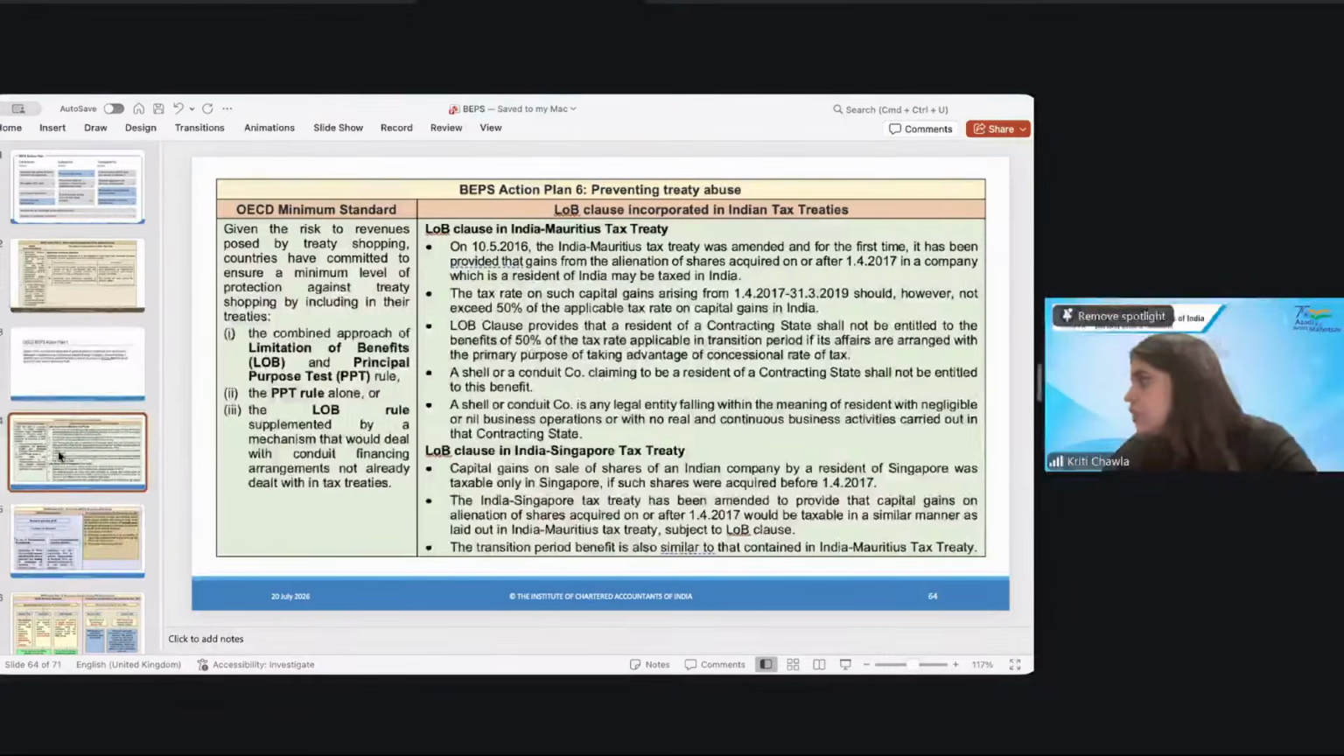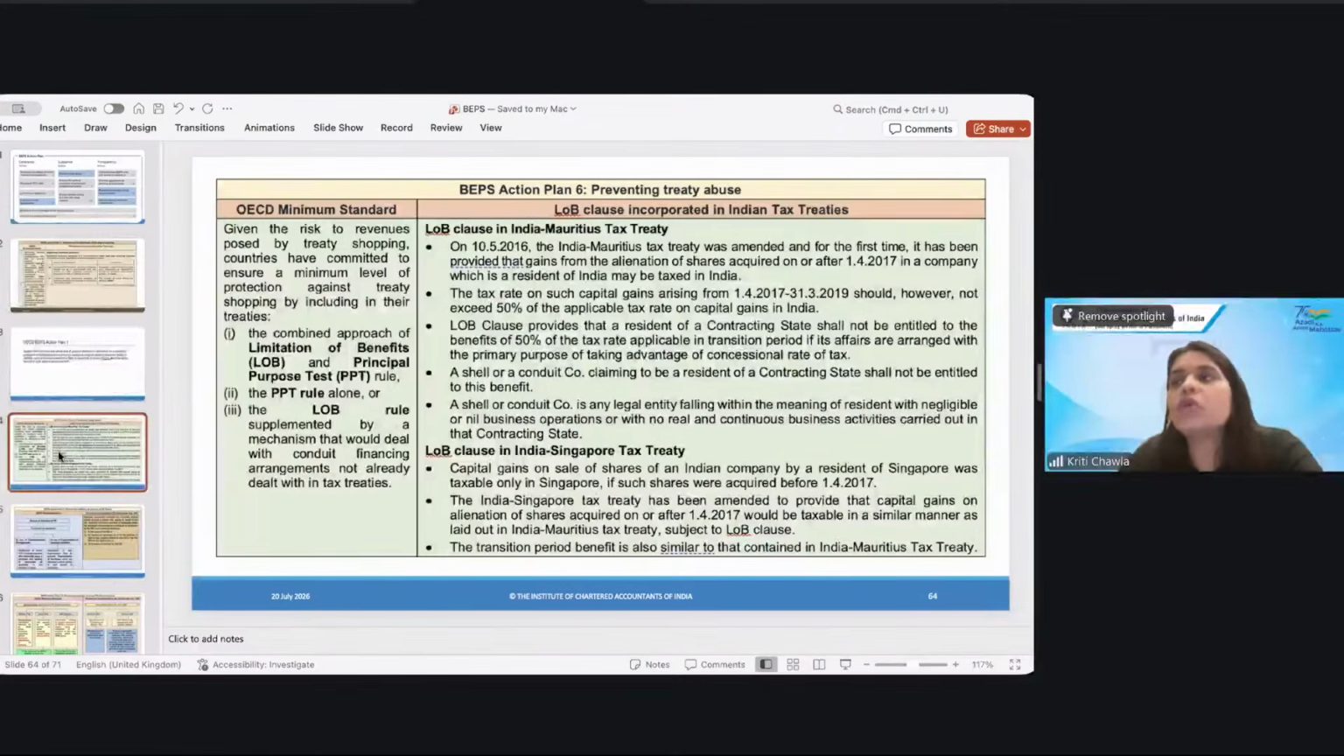So what is the limitation of benefit clause? Well, they say that the benefits will be limited to a certain extent. We'll talk about this from the Indian-Mauritius standpoint. And then they said that you can introduce something called the PPT. PPT is a rule that if the principal purpose is claiming tax benefits, then it's going to be disallowed.